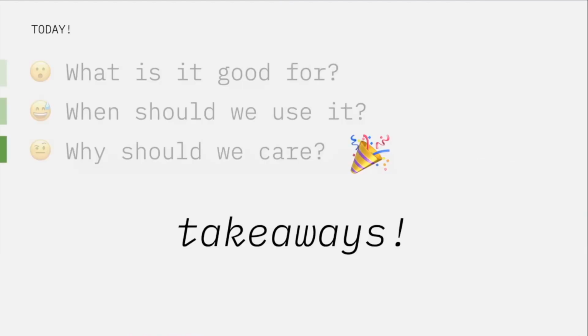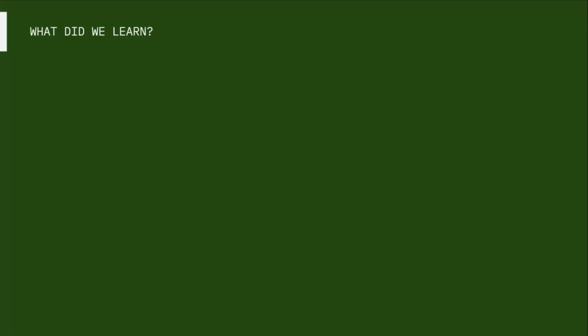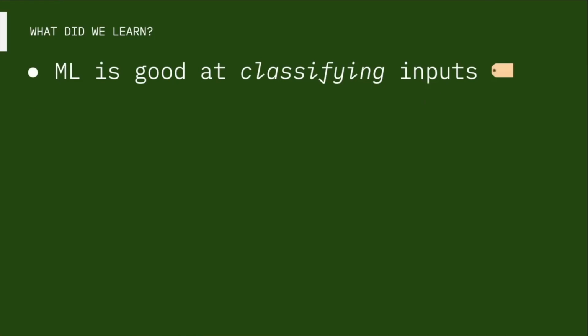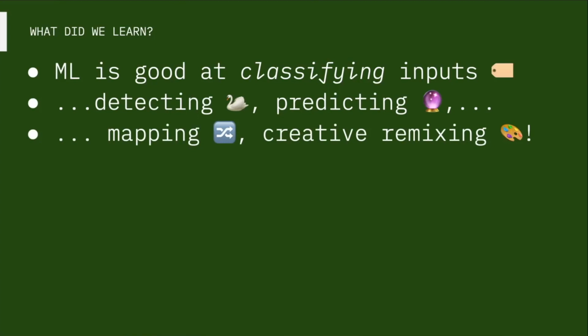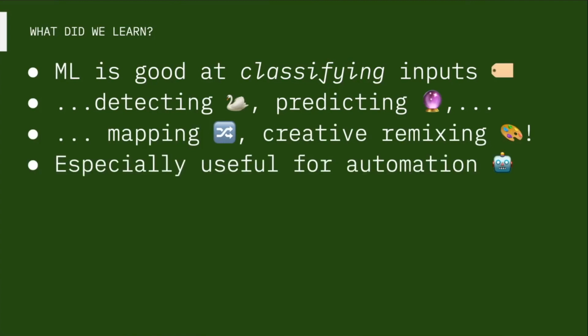Machine learning and AI techniques are not going away. And so, we're at the end of this. What are our takeaways? What did we learn? Well, machine learning is good at classifying inputs, detecting and predicting things, mapping and creative remixing. It's especially useful in automation, but it should be used in cases where it's doing things that are hard for people, not the things that might be easy for people.